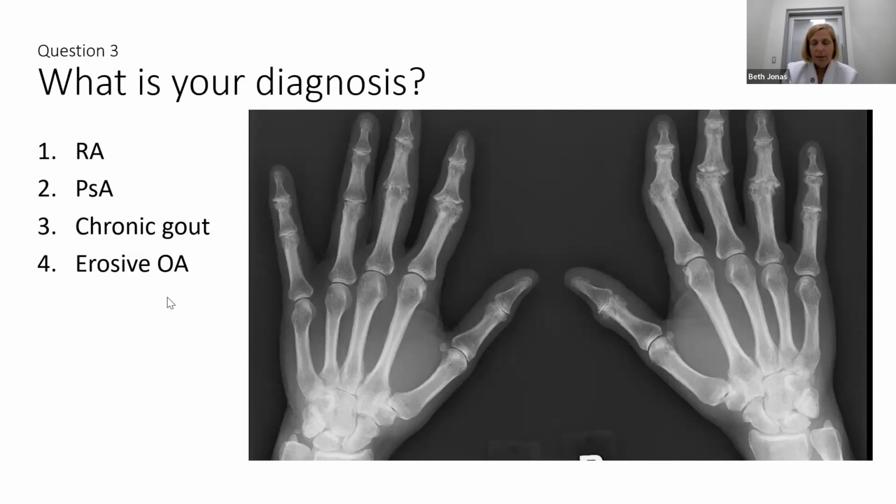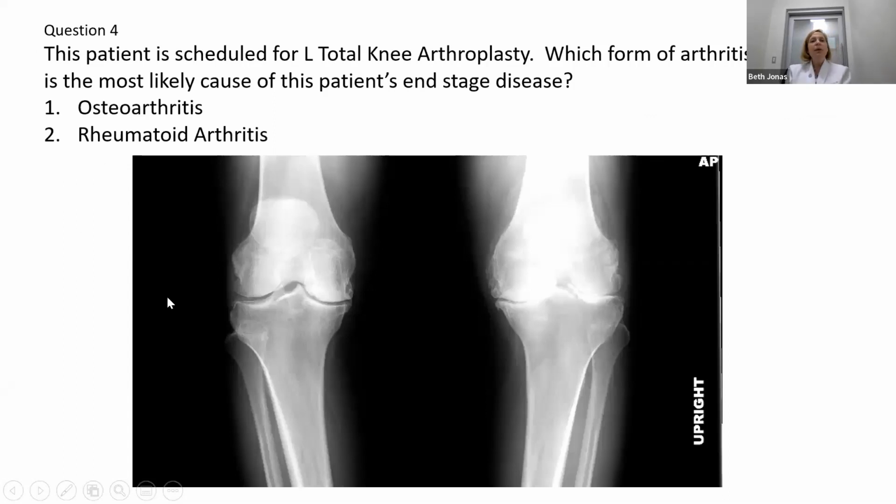Okay. Next one. So this patient comes to your clinic and is scheduled for left total knee arthroplasty. As you can see here, there's no cartilage. So the question for you is, which form of arthritis is most likely to have caused this patient's end-stage disease? Is it osteoarthritis or rheumatoid arthritis?